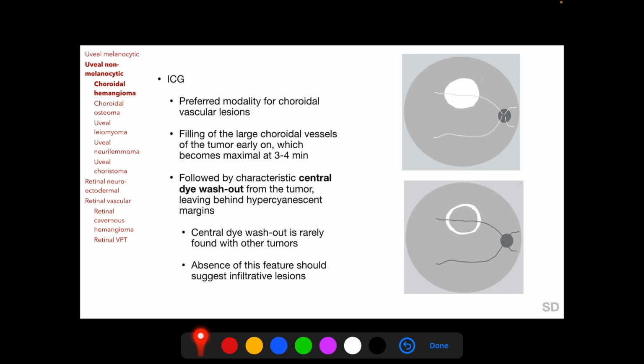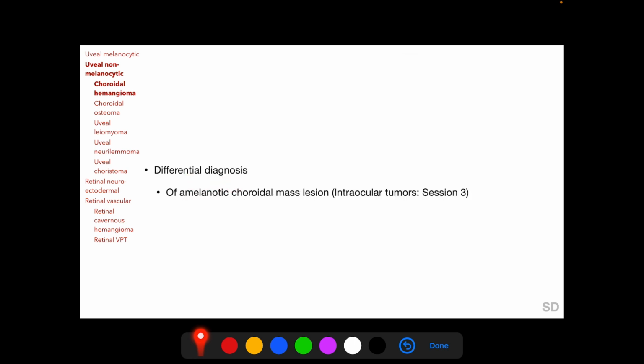A choroidal hemangioma on ICG shows filling of the large choroidal vessels of the tumor early on the angiogram, which becomes maximal at 3 to 4 minutes, as shown here in this diagram, followed by the characteristic washout of the dye from the center of the tumor, leaving behind hypercyanescent margins, as represented here in this diagram. This central dye washout is rarely found with other tumors, and absence of this feature should suggest infiltrative lesions. Differential diagnosis of choroidal hemangioma is the same as that of any other amelanotic choroidal mass lesion.